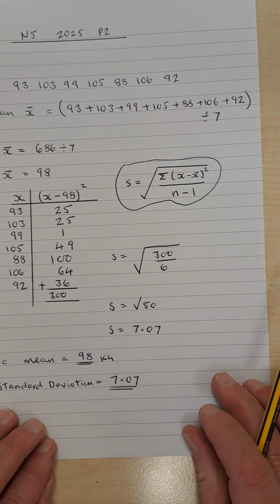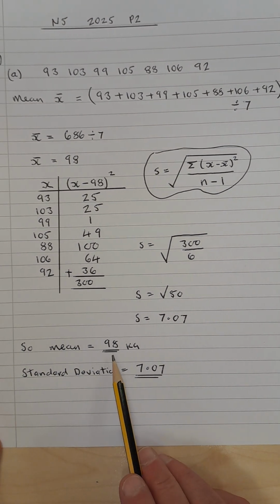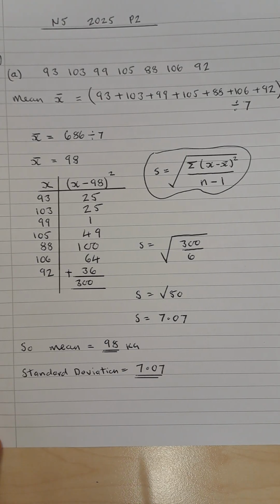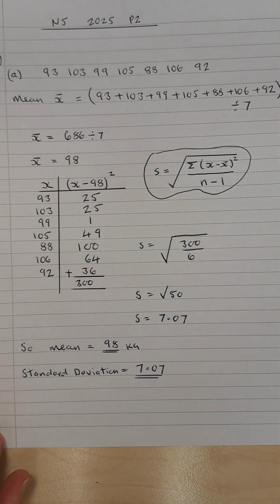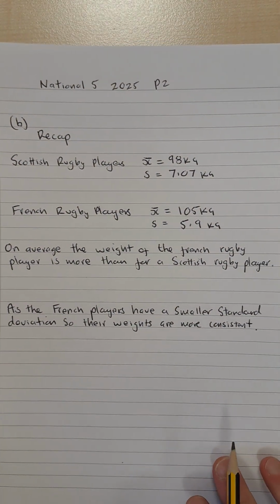The square root of 50 is 7.07, rounded off there. So the mean is 98 and the standard deviation is 7.07. Now, unsurprisingly for part B, they give you a comparison to do.